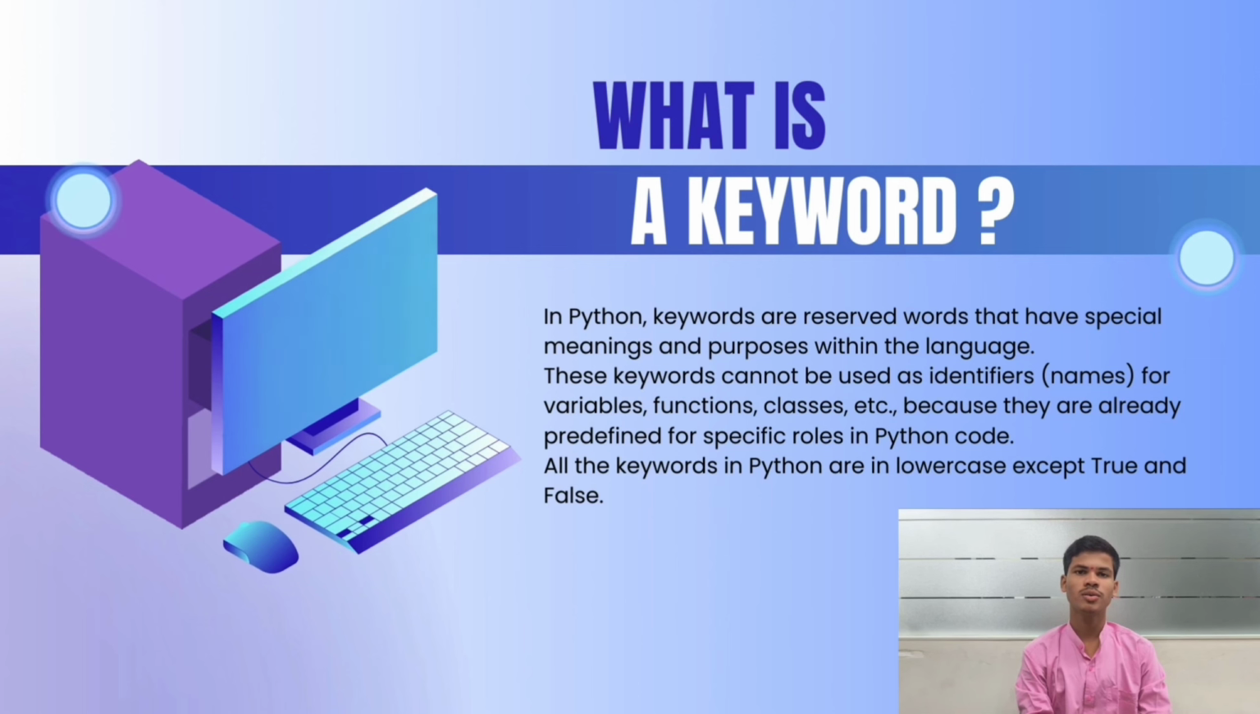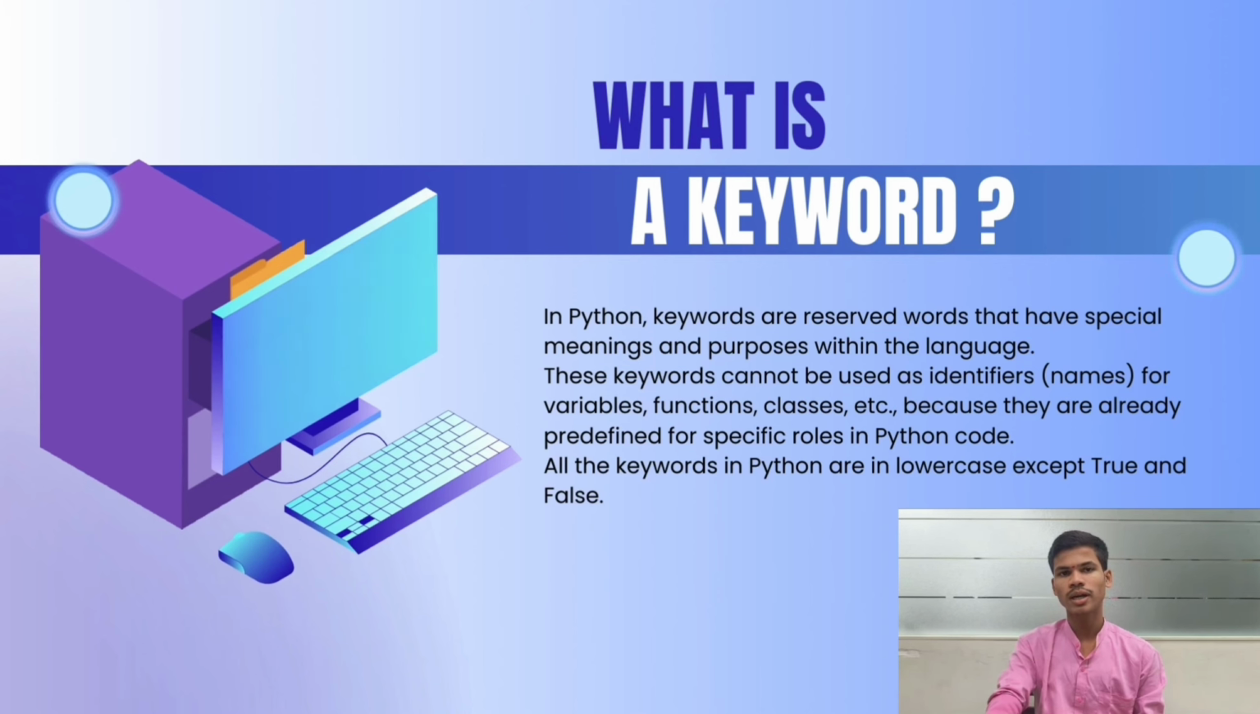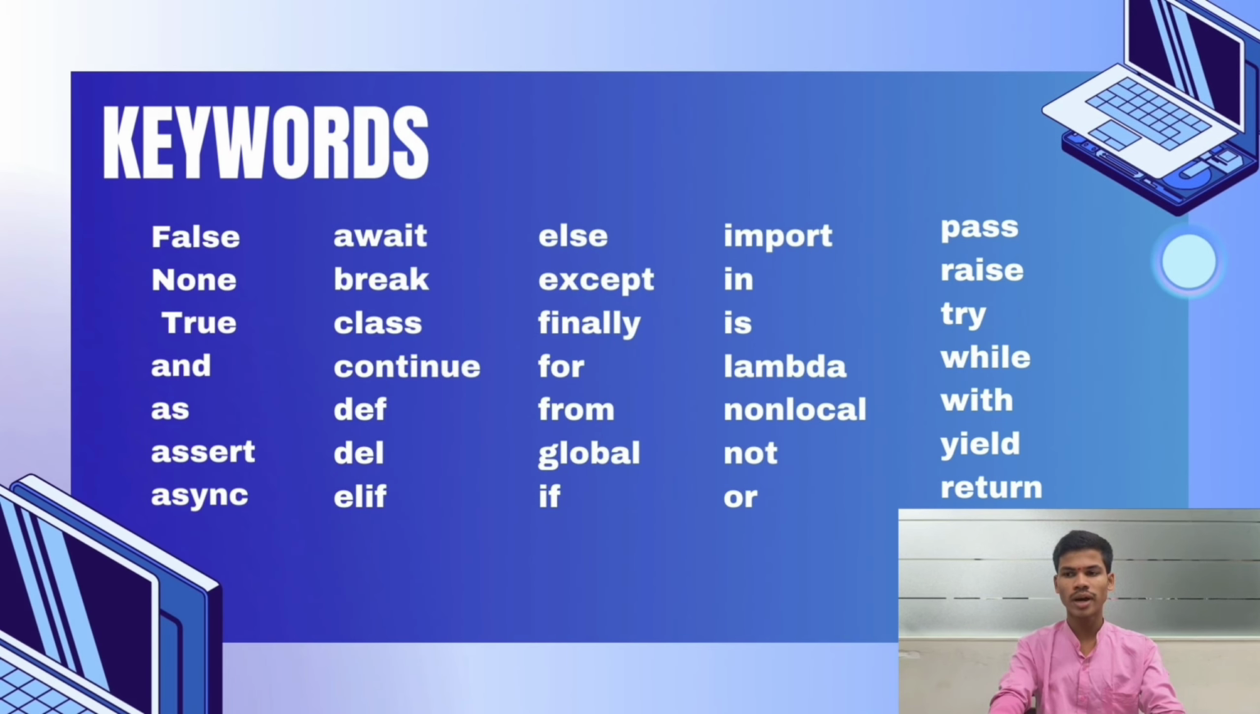Our next topic is keywords and variables. So let's start with what are keywords. In Python language, keywords are reserved words that have special meaning and purpose within the language. These keywords cannot be used as identifiers for variables, functions and classes because they already have a predefined role in Python. All the keywords in Python are in lowercase except True and False. Now, as you can see, here is the list of the Python keywords.